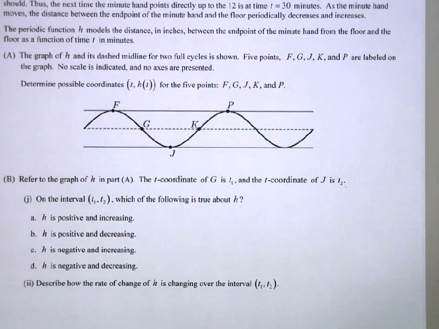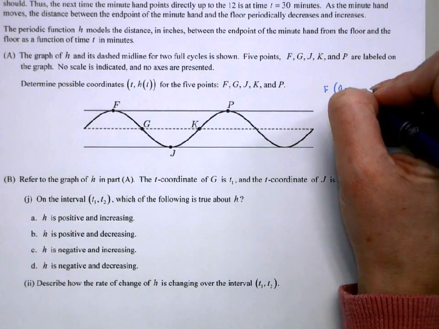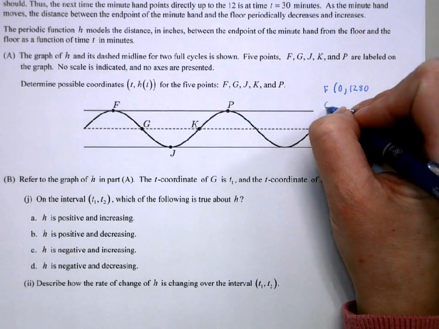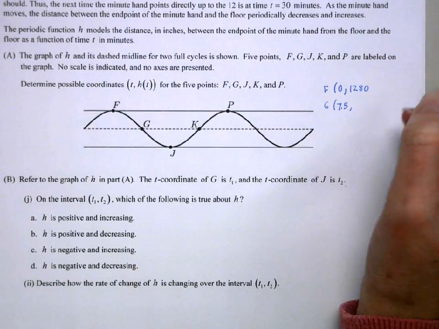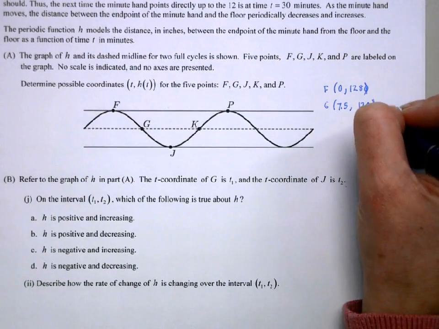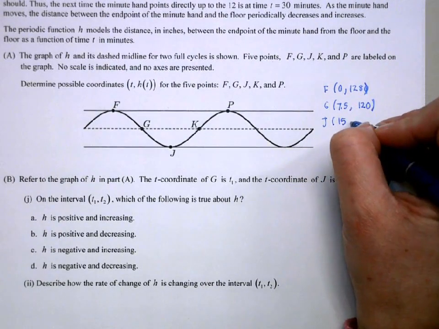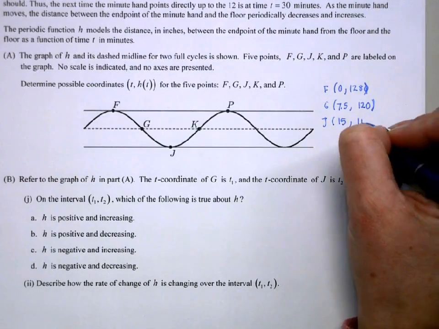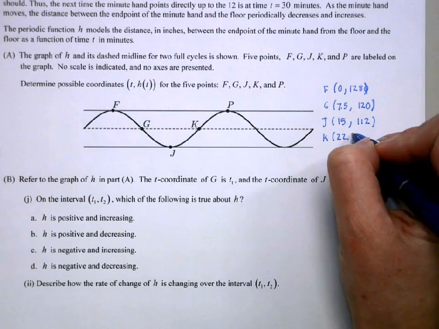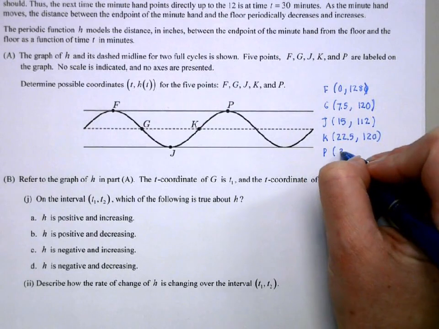So transferring that information, F, the x coordinate is going to be 0. The height was at the maximum at 128. The next point occurred 7.5 minutes later at that midline of 120. J is down at the minimum. That happens at 15 minutes. K is at 22.5, back up at that middle point. And then P's back at the maximum, exactly 30 minutes later.